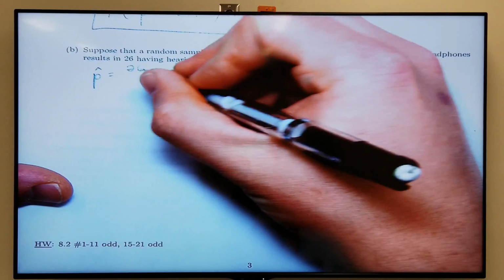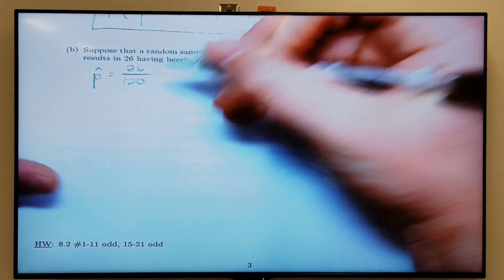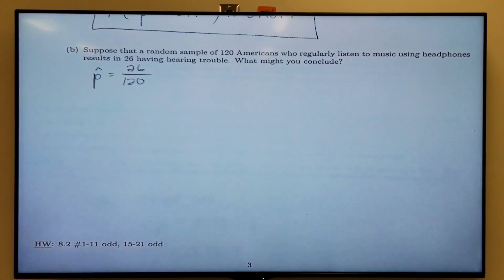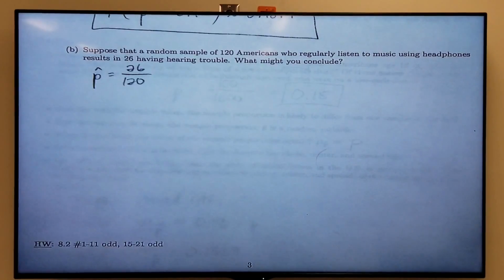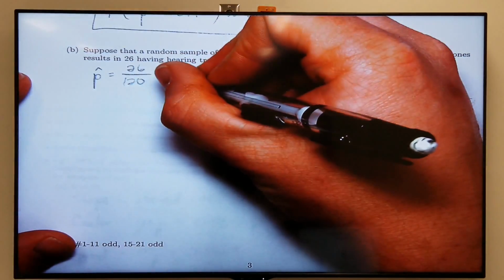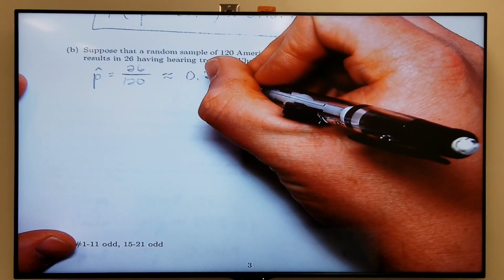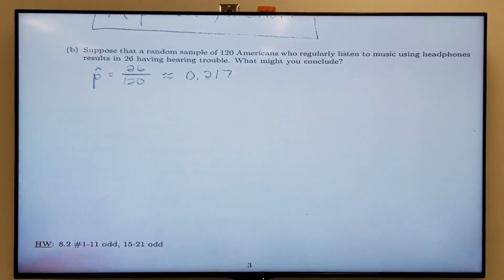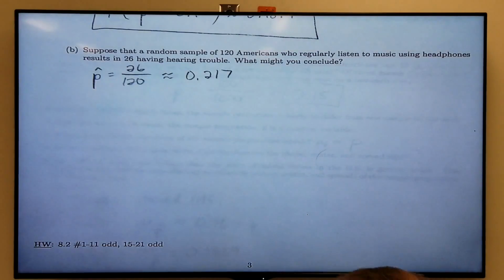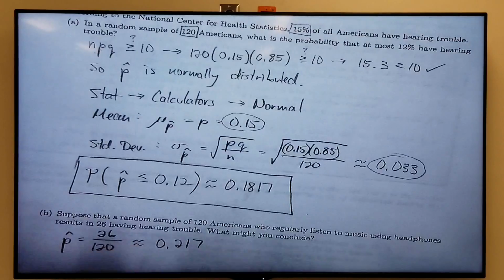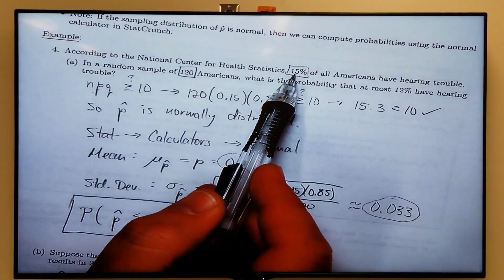Right, that would be 26 out of 120. 26 out of 120 is about 0.217 if I round it to 3 decimal places. So 0.217. Well, that is larger than average, right?